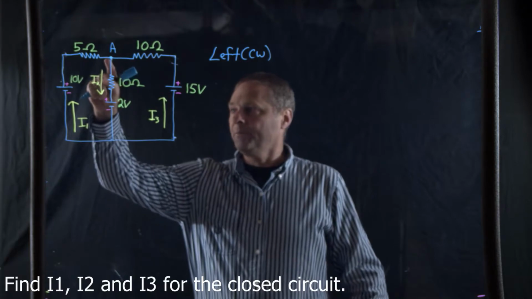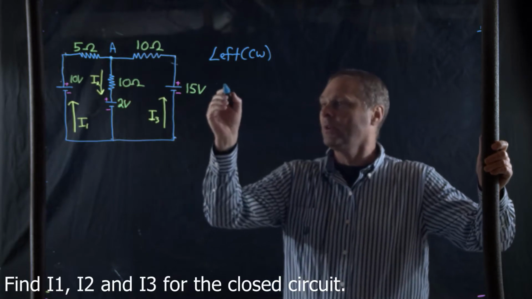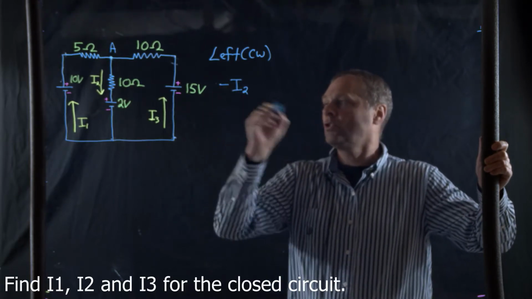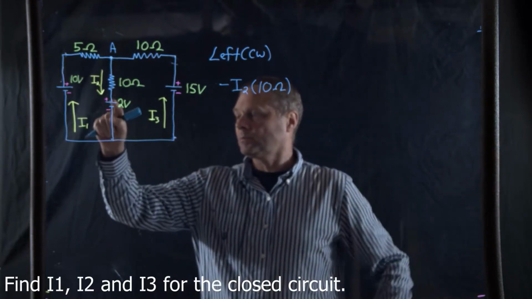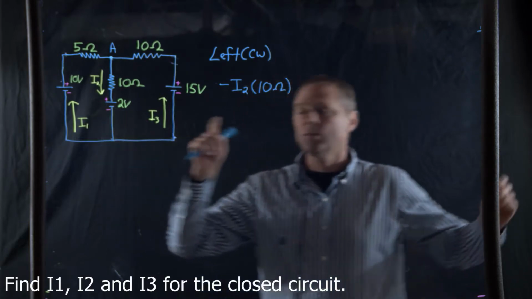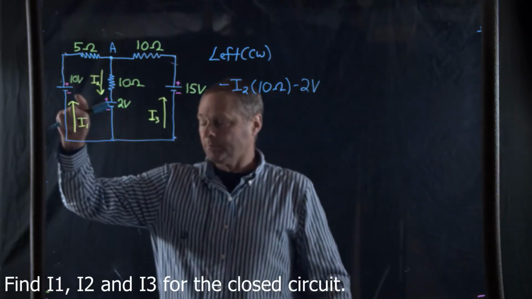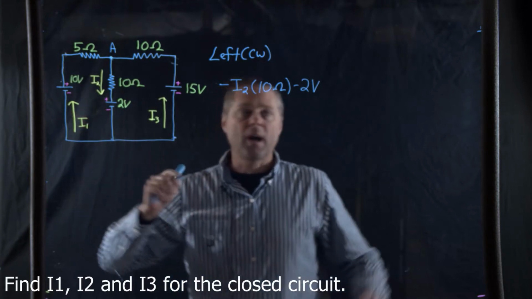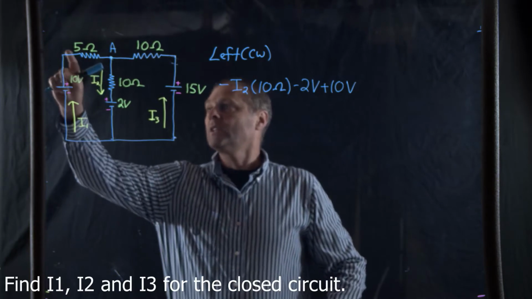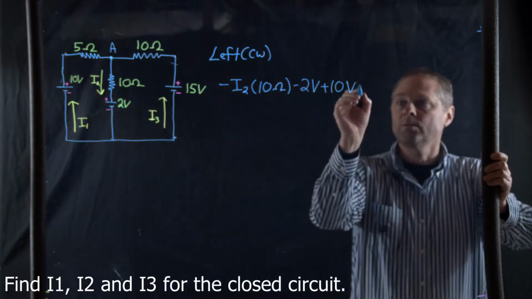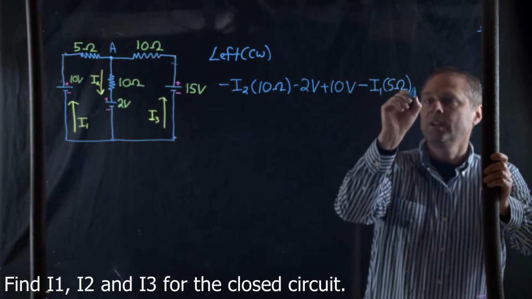We can start at A, we come down, and since we're going against the resistor, we're going to have a minus I2 times 10 ohms. We're going from a positive to a negative, so there's a decrease in potential. It becomes minus 2 volts. Coming over to here, we have an increase because we're going from minus to positive, so this becomes plus 10 volts. And now we once again go with the current through 5 ohms, so this becomes minus I1 times 5 ohms, and this is equal to 0.